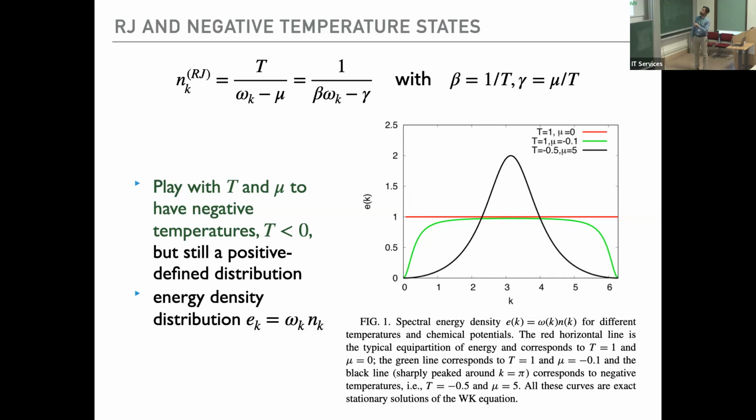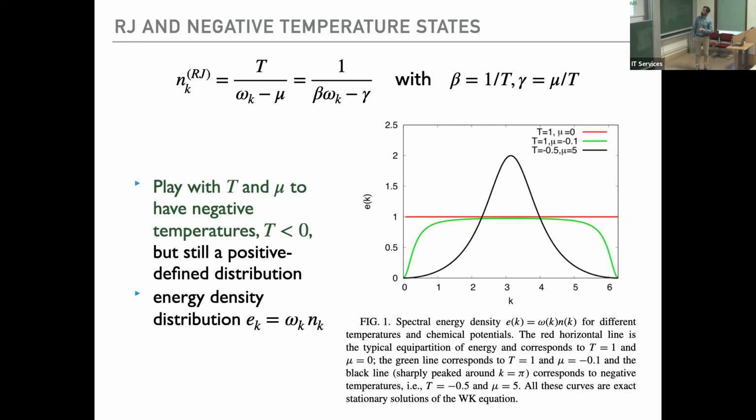But for example, we could reverse the sign of the chemical potential and also reverse the sign of the temperature, still having a distribution that is positively defined. And this will give, for example, this state here. So this is a state corresponding to negative temperature, where the equilibrium has a peak around the highest mode of the system, which is the mode corresponding to k equal to π.